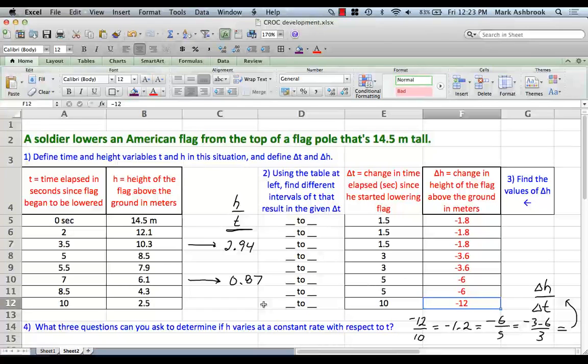All right, so now let's poll the audience again. How many people think that the quantities H and T are in a constant rate of change relationship? What do you think? Raise your hand. How many think they're not? What are the rest of you doing? Now you don't know. Okay, well, let's leave it on the table.